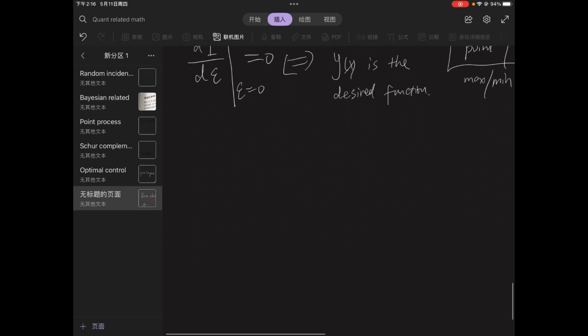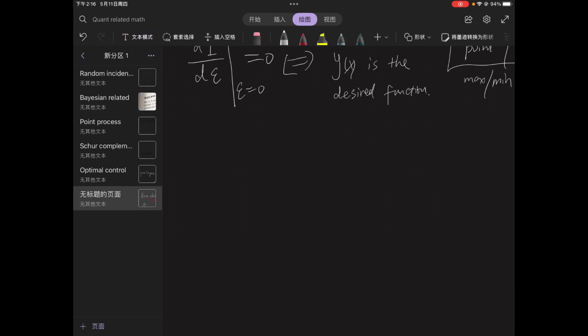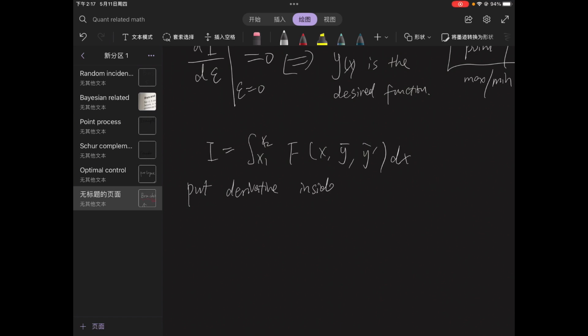Now with this equation, let's see what the Euler-Lagrange equation is. Since dI/d epsilon is equal to 0, let's write it down to see what will happen. We know I is equal to the integral from x1 to x2 of f(x, y bar, y bar prime) dx. And we can take the derivative inside the integral. Of course, here we assume the regularity conditions are satisfied, such as DCT or MCT, because we change the order of derivative and integral. Then dI/d epsilon is equal to the integral from x1 to x2 of df/d epsilon dx. Makes sense, right? Or I'll change the notation, maybe we take the partial derivative. Looks easier.